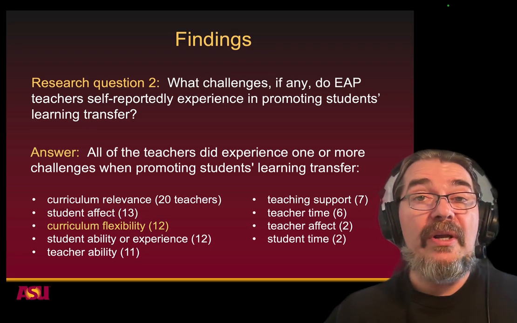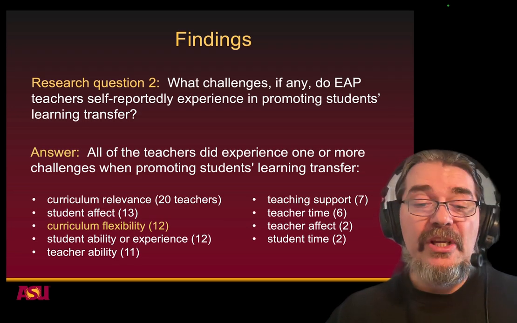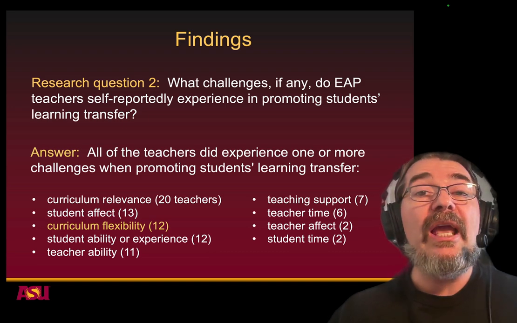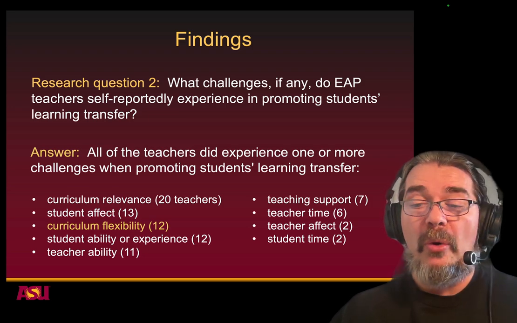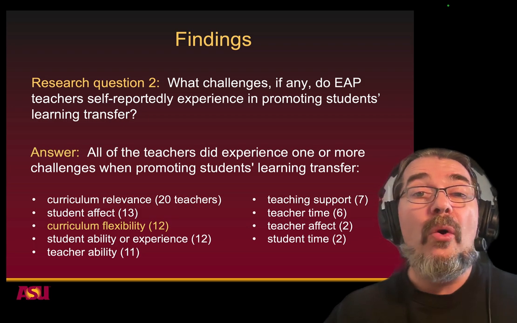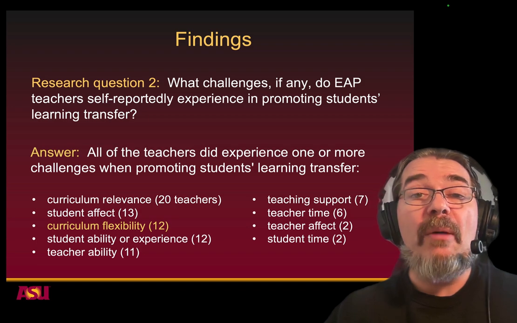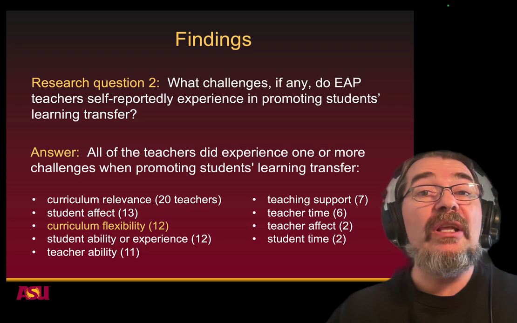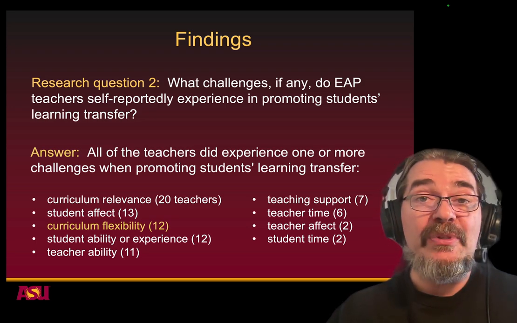The third category is curriculum flexibility, and this was mentioned by 12 teachers. These teachers said that their efforts to promote transfer were influenced by limitations in the flexibility of the EAP course curriculum. Most of the reports were about the general structure of the EAP course in terms of time or content. In other words, that there was a limited amount of time available or a large amount of required content to be covered. This category also included reports about more specific requirements for teaching the EAP course, including being required to use a particular digital tool, to include a particular number of assignments, or to include particular types of assignments.